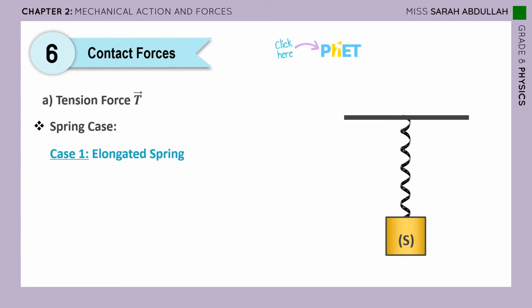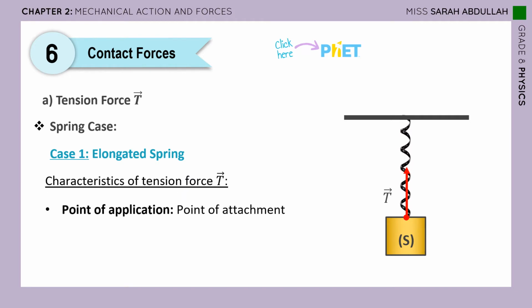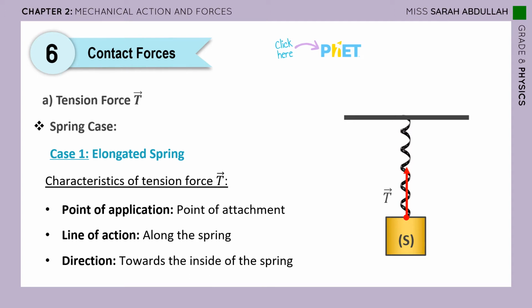Now the case of a spring, in case I have an elongated spring, you can see how elongated it is. It is the same case as a string. The point of application is the point of contact or the point of attachment, line of action along the spring, and the direction towards the inside of the spring.